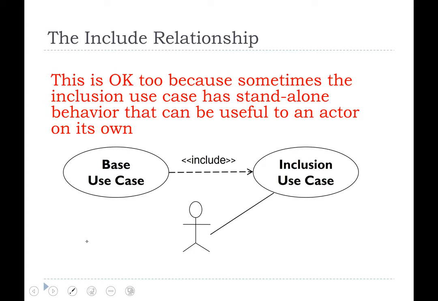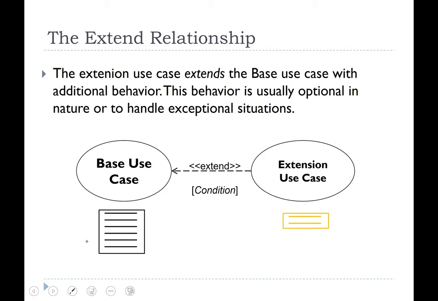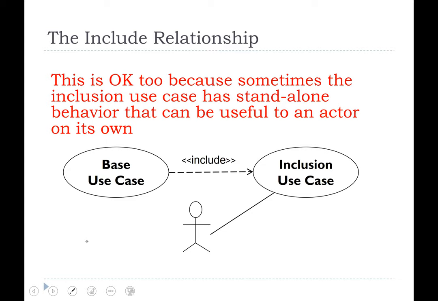A classical example of this: the withdrawing of cash requires the checking of the balance. You might actually stand in front of an ATM machine just to know your balance. You don't have to withdraw cash just to know your balance. Some people actually do it as a shortcut, but if you really just wanted to know your balance, you should be able to know it without having to withdraw money. Now, again, this would be a case where I would take the checking of the balance out from the base use case, and I would put it on its own as an inclusion use case. Okay.